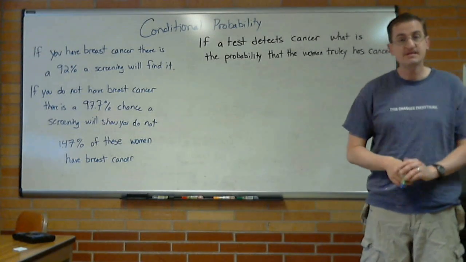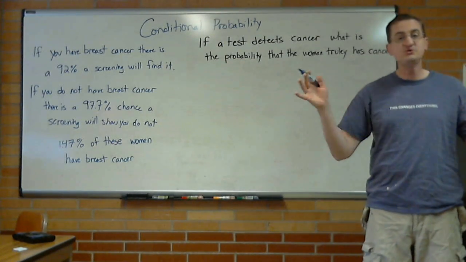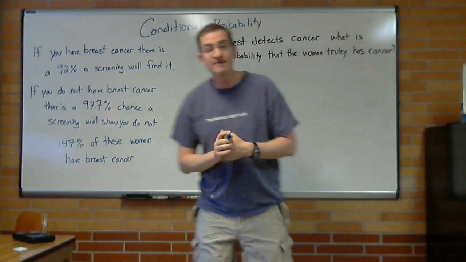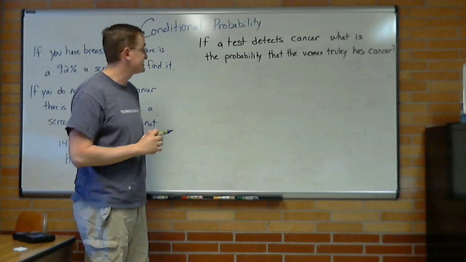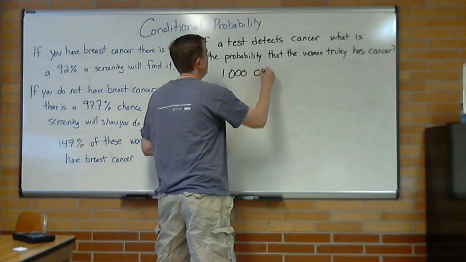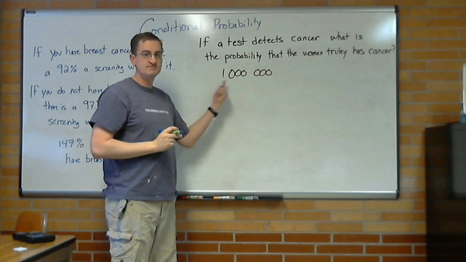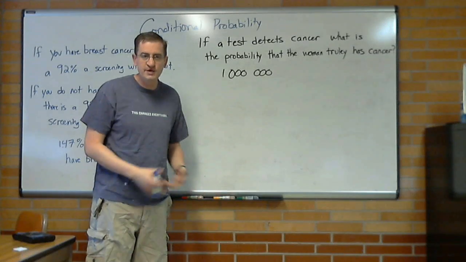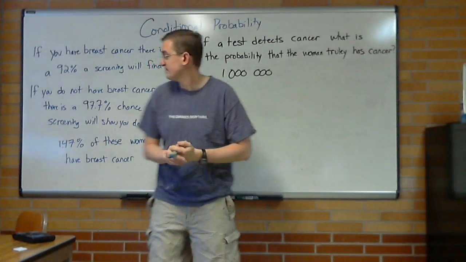And for the counting method, let's start off with a huge population. In this case, we're talking about women who fit the demographic of having a high risk for breast cancer. So let's start off with 1 million women. Why so many zeros? Just because I'm hoping to avoid running into decimal places.